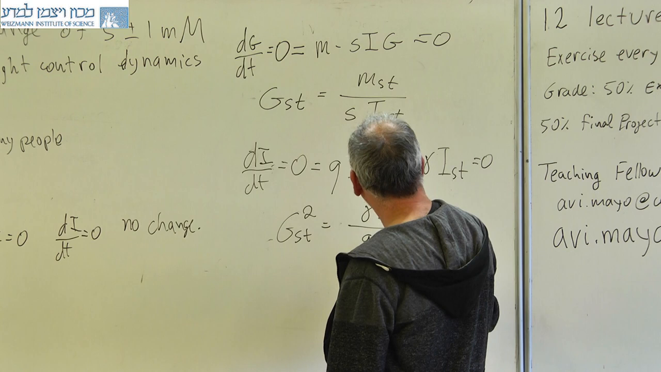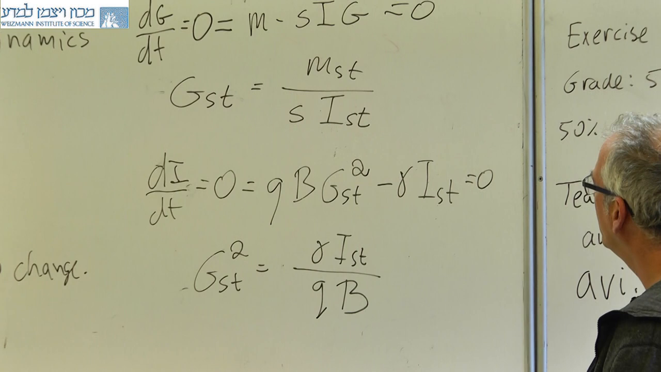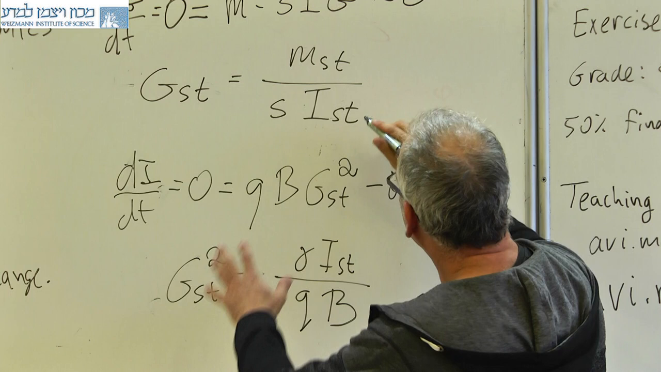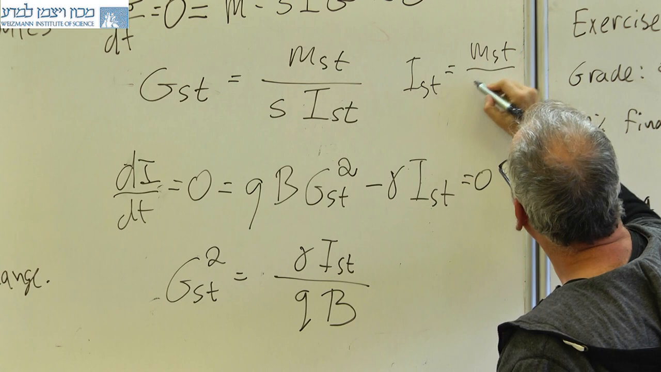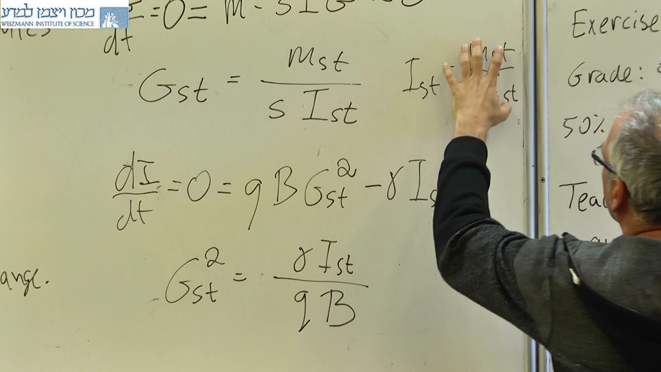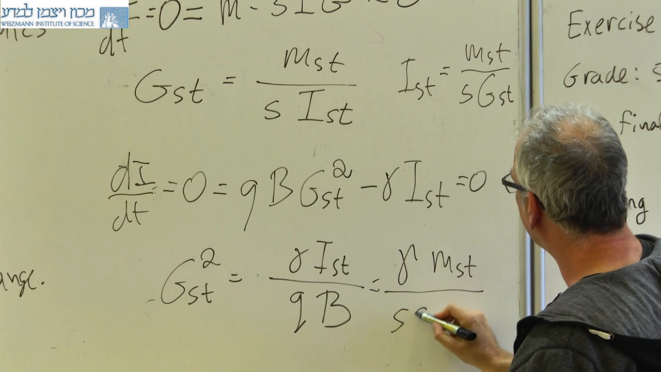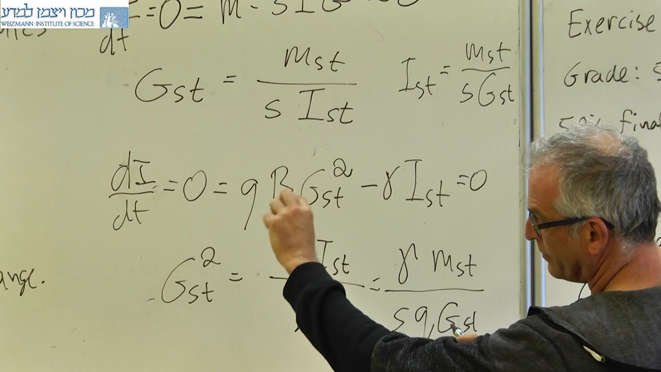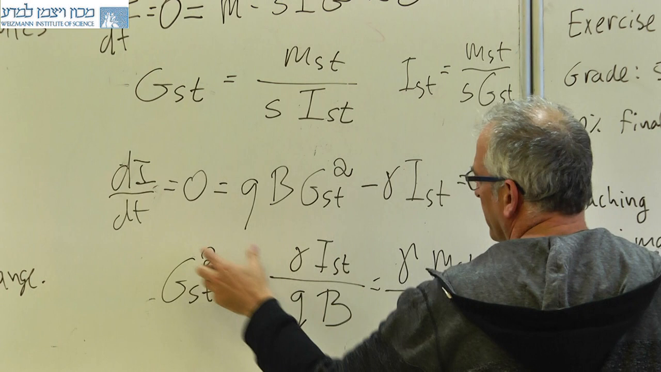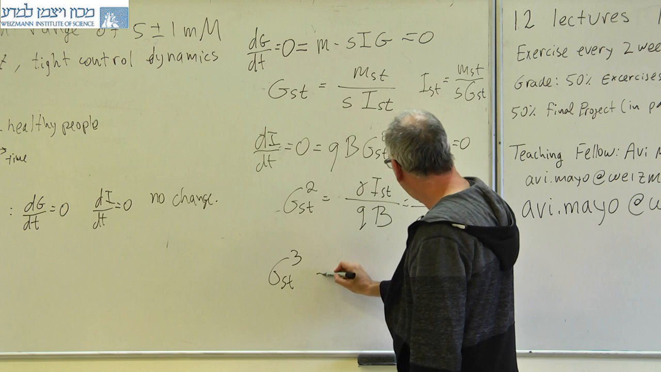All right? So now I just want to solve for G steady state squared. So what I'm going to do is just rewrite this. I steady state is M steady state divided by S_I times G steady state. So I move this here, I move this here. And now that I have I steady state, I can plug this into this equation and get gamma M steady state. Now, I'm doing this for a purpose, so we can understand the plausibility of this 5 millimolar. And now notice that I have G steady state down here, so I'm going to move it here, multiply by G steady state, and my answer is G steady state to the third power equals gamma M steady state divided by S_I cubed, and I forgot the Q_B here.